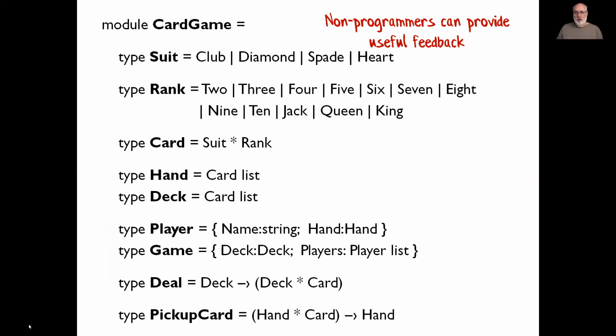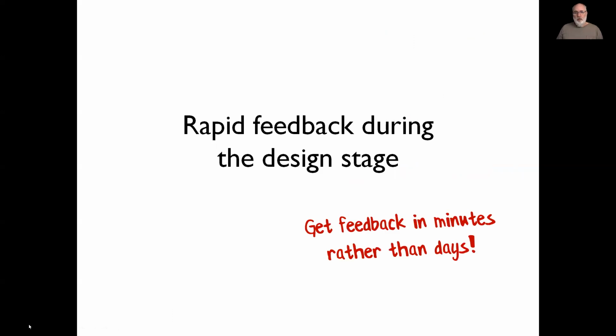So if you're a poker expert you would notice straight away that there's actually a deliberate mistake in this design. A poker expert would point out straight away that you've missed out the ace. Without having to be a programmer, they can give you feedback on the domain, whether you got the domain right or not. Now, as I said at the beginning, getting rapid feedback is a really important part of the process. And rather than getting feedback in days or months, it's really nice to get feedback in minutes.